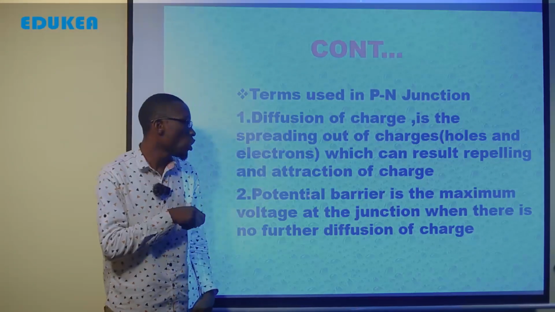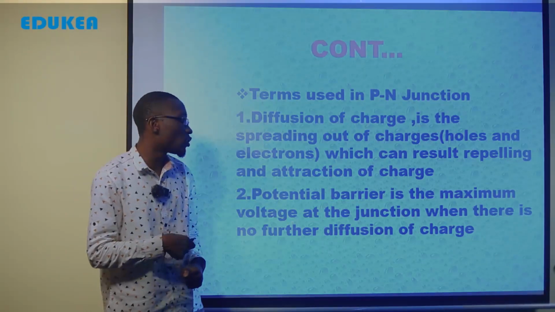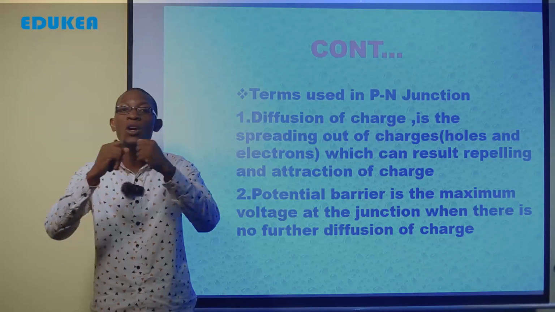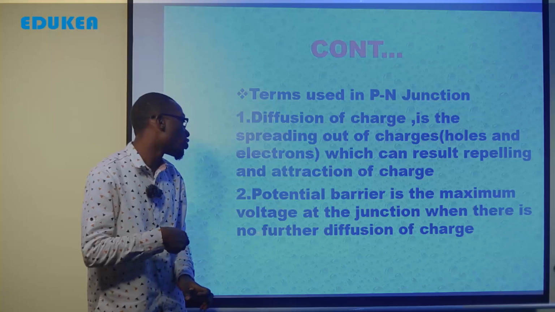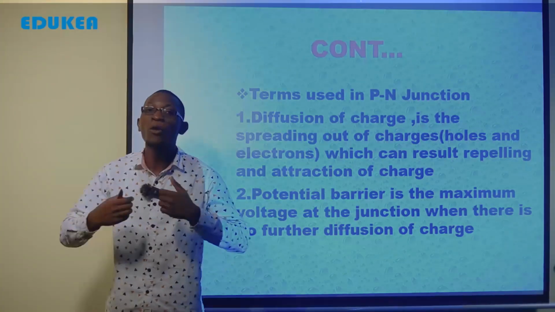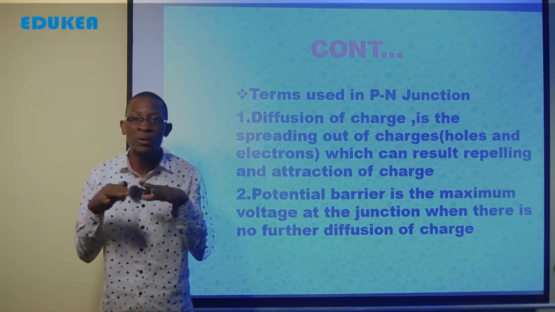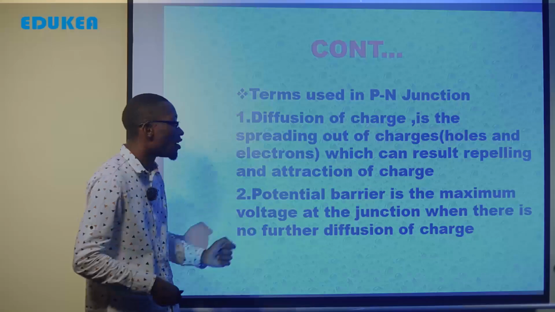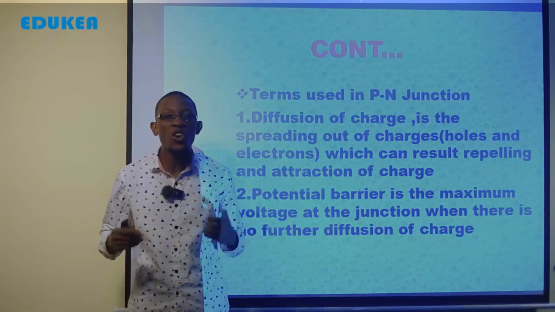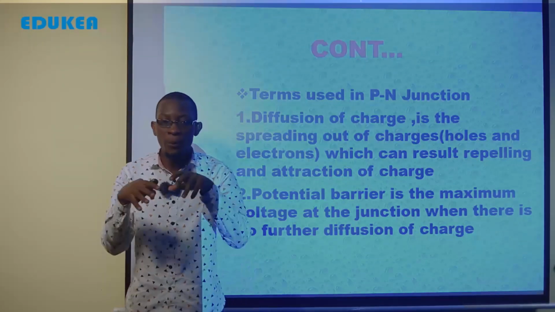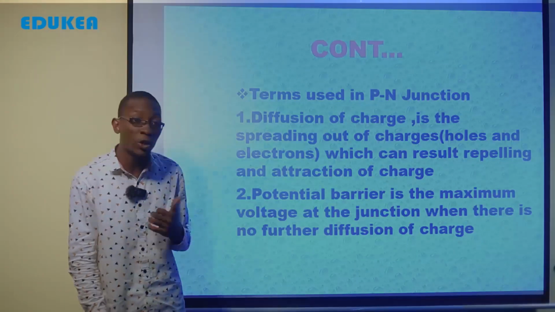So there is a potential barrier. Potential barrier ni nini? Tunasema is the maximum voltage. Kwamba hiki ni kiwango kikubwa cha voltage at the junction, when there is no further diffusion of charge. Wakati ambapo hakuna diffusion, hakuna spreading nyingine ya charge. Wakati ambapo charge haziwezi kupita zaidi, ile tunasema inaitwa potential barrier. It is the maximum voltage where there is no spreading of charge. Kwamba wakati ambapo hakuna upitishaji wowote wa charge, ule voltage tunauita potential barrier.